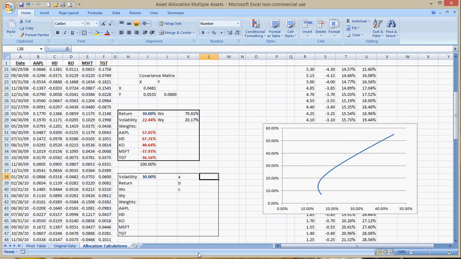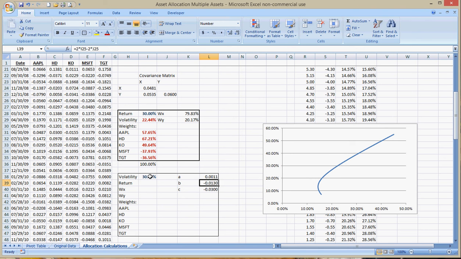Well, to get a precise number, I need to use a quadratic equation, and you should have already watched the video that goes through that math. In the quadratic equation, A is equal to the variance of A plus the variance of B minus 2 times the covariance of A and B. B is equal to 2 times the covariance of A and B minus 2 times the variance of B, and then C is equal to the variance of B minus the variance of the target for the portfolio. I put in volatility, so I need to square that to make it variance, and that's A, B, and C.